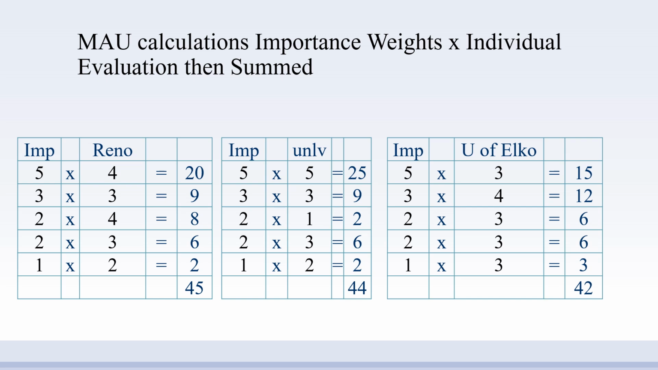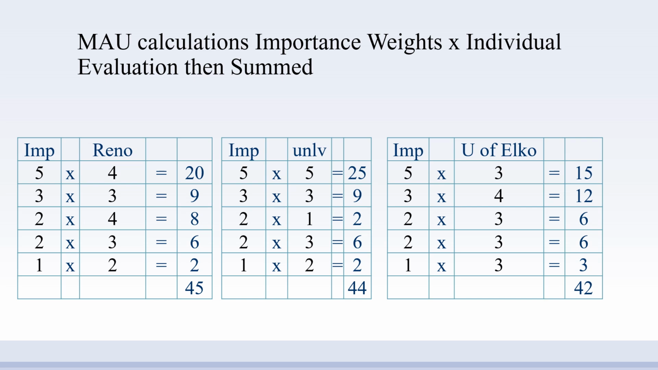That compares to UNLV, which gets 44 points, and University of Elko, which scored 42 points. So in this case, Reno State is the preferred alternative, with UNLV a close second and the University of Elko a third. Now, that's one of the ways that we can use this information.